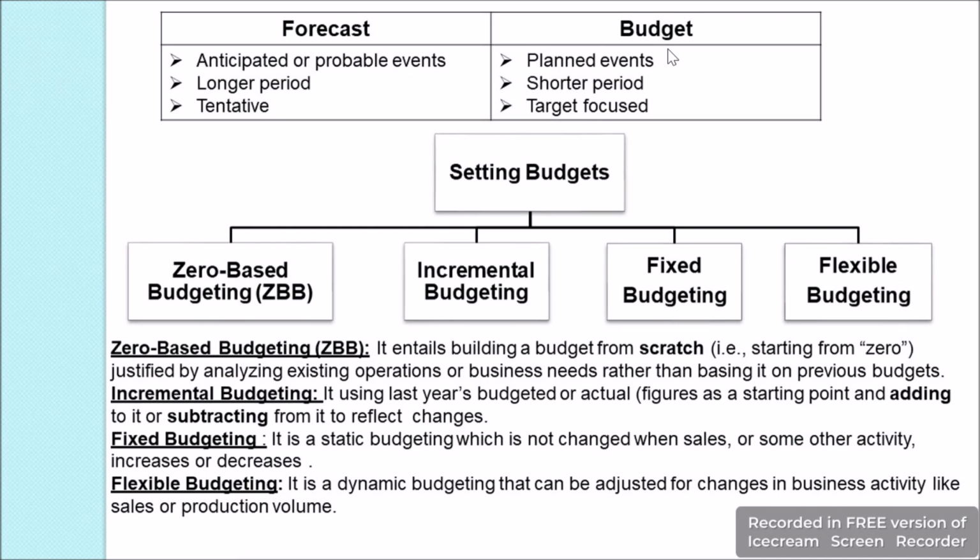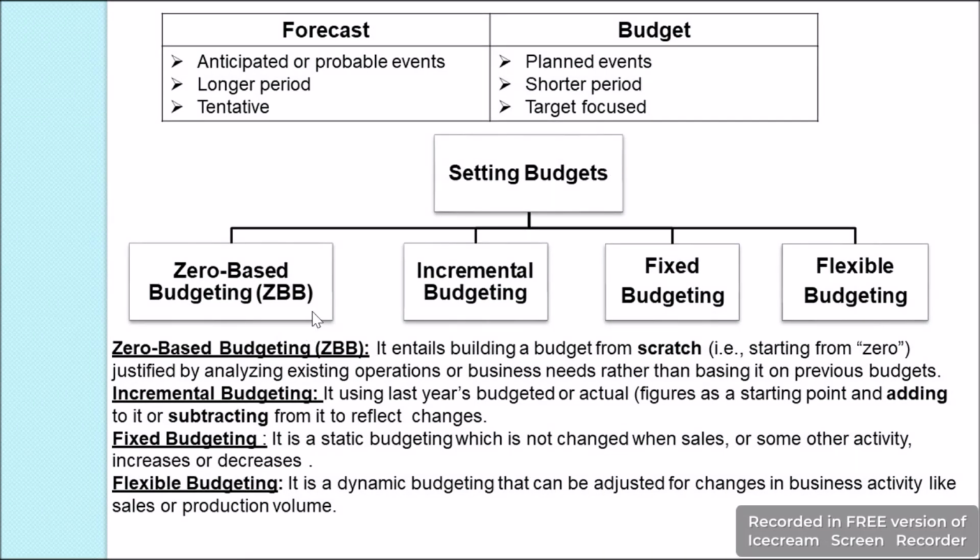As budgets are for the future period, they are usually confused with the forecast. However, there is a difference between the forecast and budget. You see, a forecast consists of anticipated or probable events, whereas budgets are planned events. Forecasts are for long-term periods, say 5 years or 10 years, whereas budgets are for short-term periods like monthly budgets, quarterly budgets and annual budgets. Forecasts are tentative, whereas budgets are target focused.